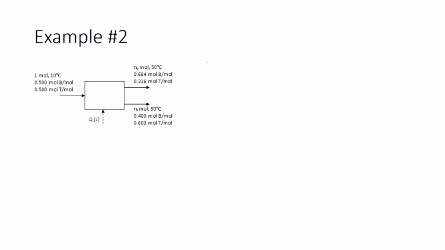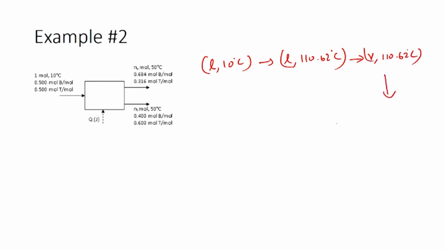So, the hypothetical path would be liquid at 10 degrees Celsius goes to liquid at 110.62 degrees Celsius, and from here it goes to vapor at 110.62 degrees Celsius, and from here it finally is cooled to get your final condition, which is vapor at 50 degrees Celsius. So, now you again have 3 different enthalpies that have to be calculated. Let us call them Ĥx, Ĥy and Ĥz.